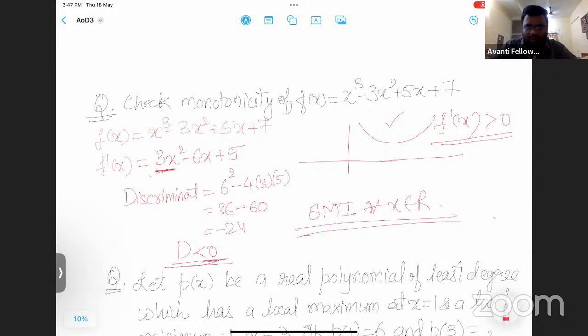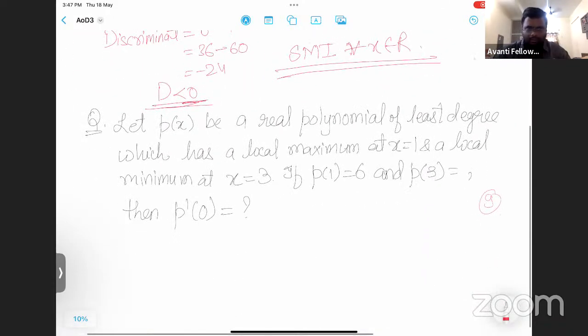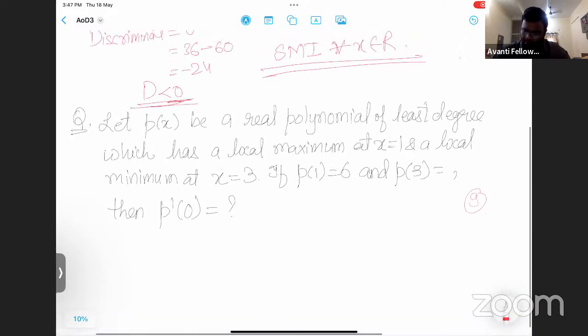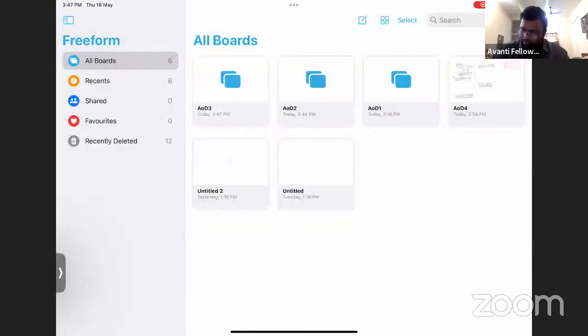Does anyone have a doubt? Okay, that's why the function is always increasing. Fine. The next question, we can move ahead, right? Cool. So next question, okay, this is a maxima minima question. We'll come back to this later. First, we'll go and look at some brief theory of maxima and minima.